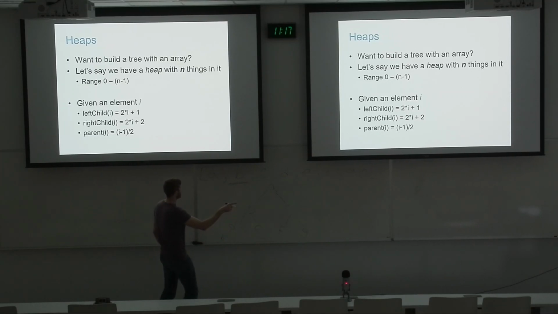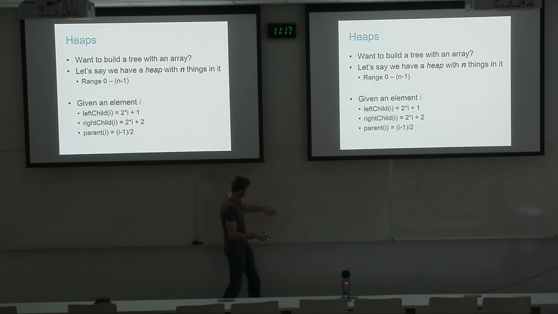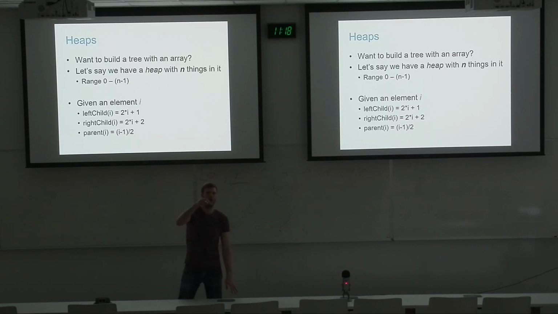Wait, did I do F or G? 0, 1, 2. Oh, C. Yeah, G is C. Doesn't matter because F and G have the same parent. Point is, I can jump from a parent to either the children in constant time using this array encoding, or from the children to the parent in constant time.